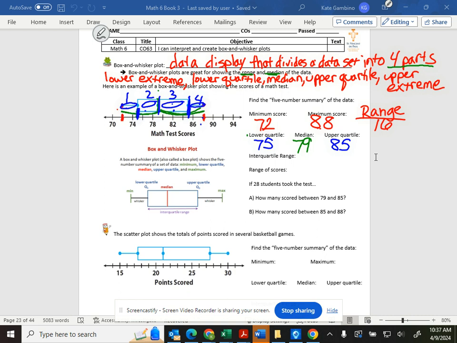So, knowing what we know about the range, going from the farthest out, subtracting out the lower, what would be the interquartile range? If we know our lower quartile and our upper quartile, what's the interquartile range? Marina? 10. Because 85 minus 75 is 10. So between 85 and 75, it's a range of 10.